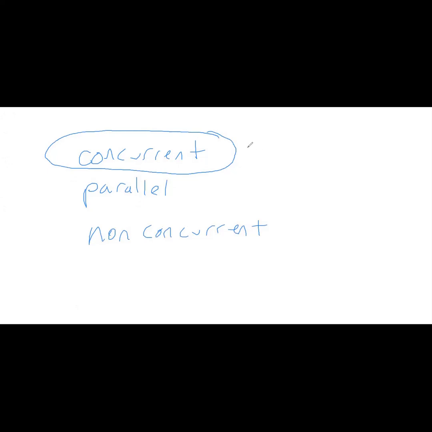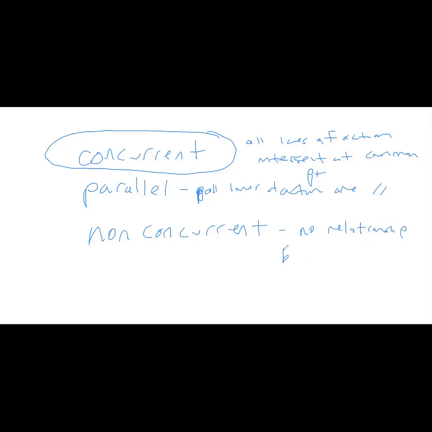A concurrent force system, it's going to be hard to write here, but all lines of action intersect at a common point. That's a concurrent force system. A parallel force system, all lines of action are parallel. In a non-concurrent system, there's no relationship between lines of action.